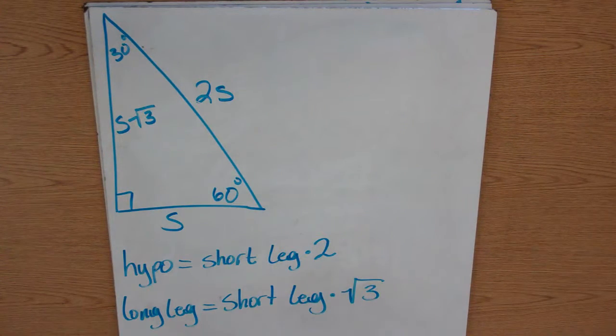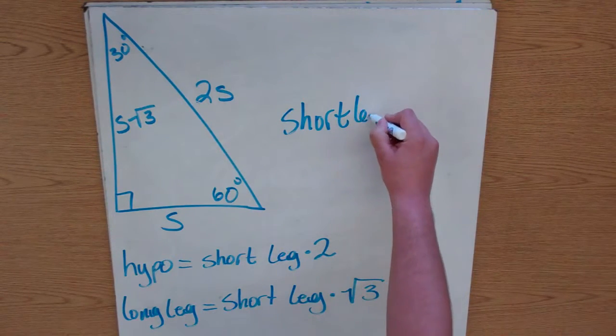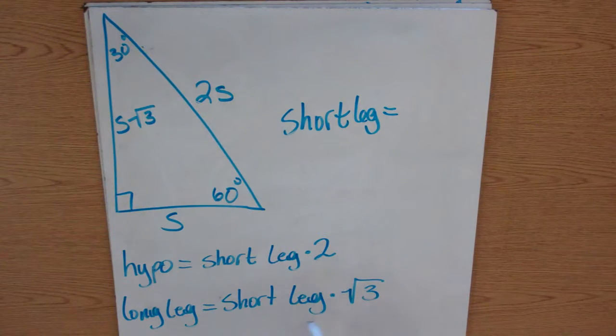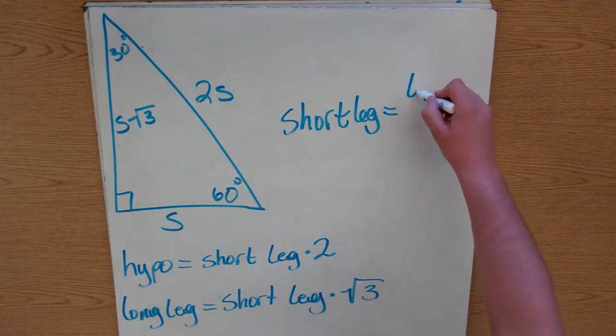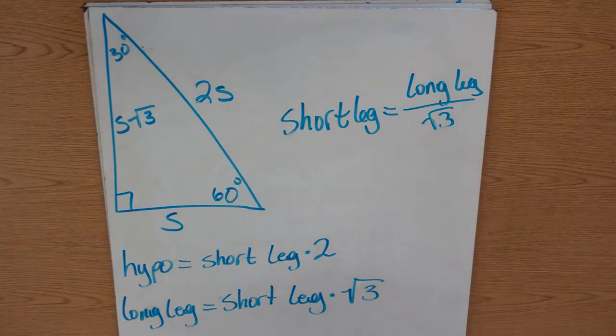And we can also manipulate this formula to figure out these two if we're only given the long leg. First thing we'd want to do, if we're only given the long leg, we'd have to figure out the short leg, of course. And the short leg would equal, dividing both sides by the square root of 3, the long leg divided by the square root of 3. Once you have the short leg, you can use this formula to get your hypotenuse.